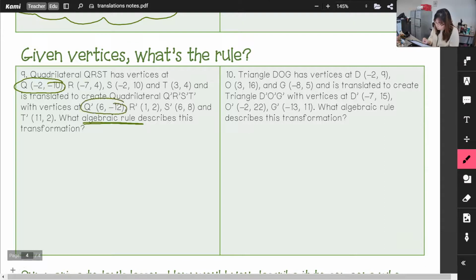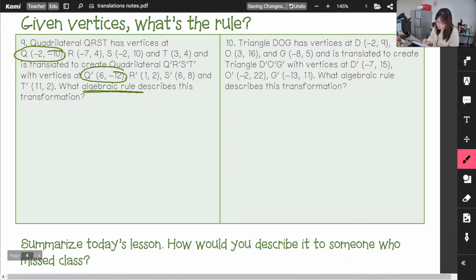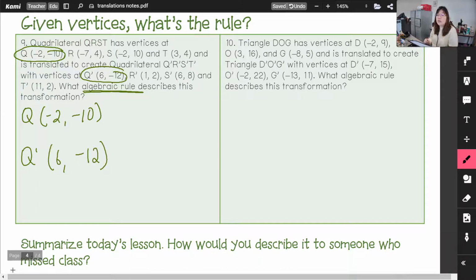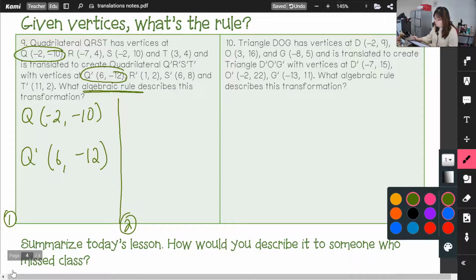So here's Q and Q prime. So I'm going to line them up. Q is -2, -10. Q prime is 6, -12. I'm going to talk about 2 different ways to do this problem, okay? This is way number 1. This is way number 2. Way number 1 is if you happen to be very good at spotting patterns. I'll do this in a different color.